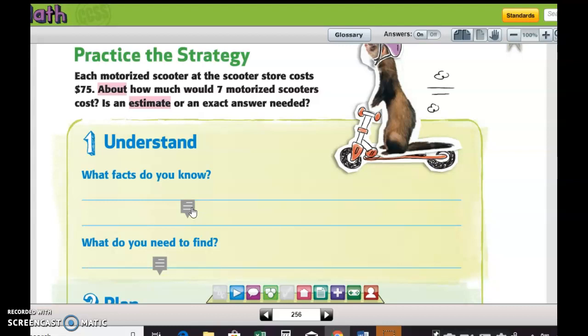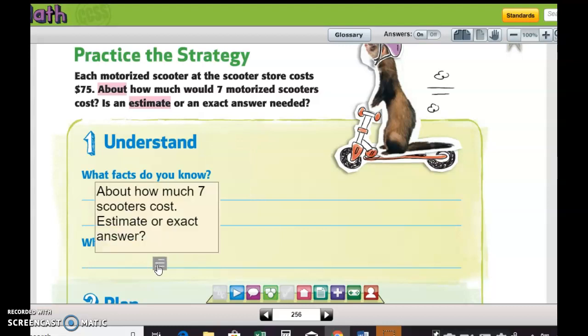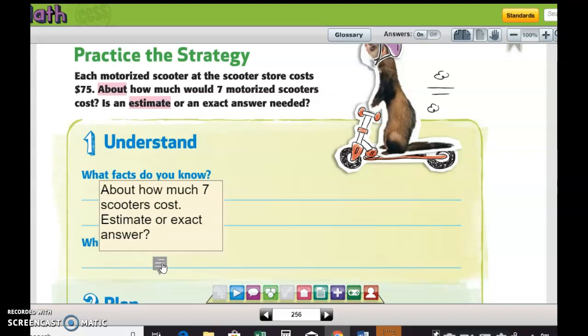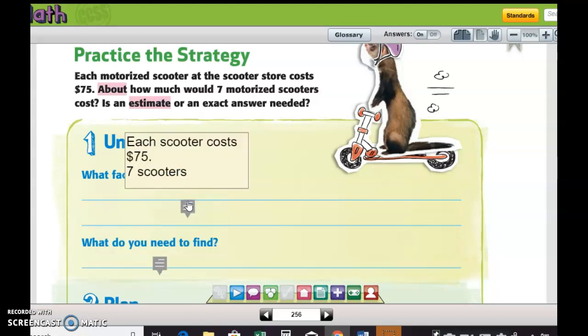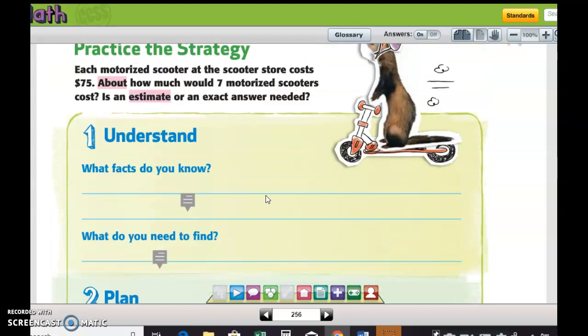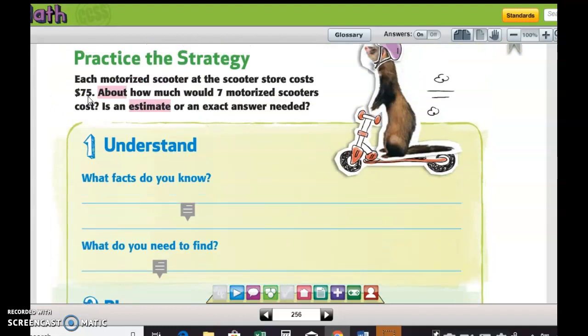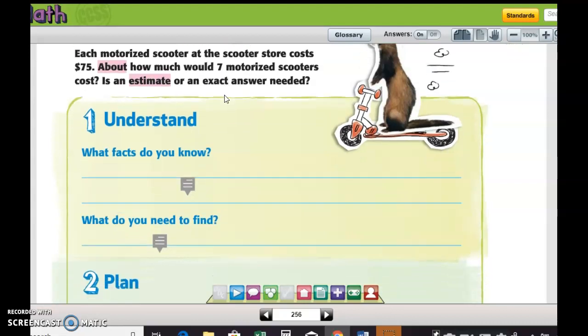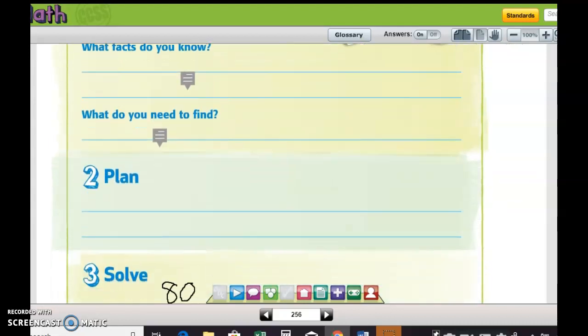So the facts that we know from the problem are each scooter costs $75, and we're talking about 7 scooters. So that's what should be written on these lines. What do we need to find? Well, 2 things. We need to find about how much 7 scooters cost and whether we need an estimate or an exact answer. So that's how you fill in these lines on the chart. Our plan is we're going to multiply. First we're going to round 75 and multiply it by 7. So I'll write that for our plan.